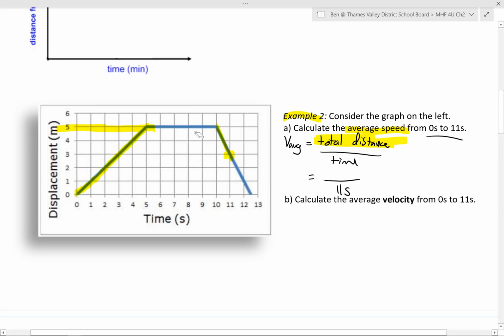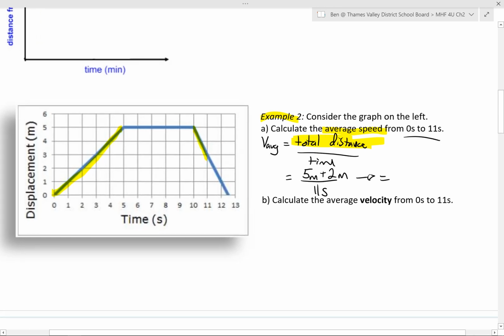In this case, the total distance they've covered in that time is the 5 meters right here plus the 2 meters that they returned. So it's 5 plus 2, that's 7 meters. If I'm being a little bit picky, I'll set this up like a physics teacher would: 5 meters plus 2 meters. Now I'm running out of space, and I apologize for that, so I'm working sideways a little bit. That is 7 meters divided by 11 seconds, and we can throw that into our handy-dandy calculators.